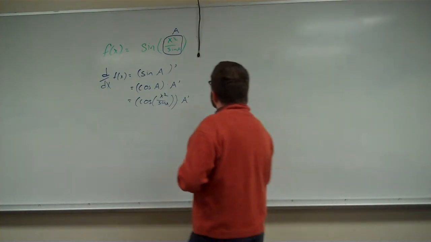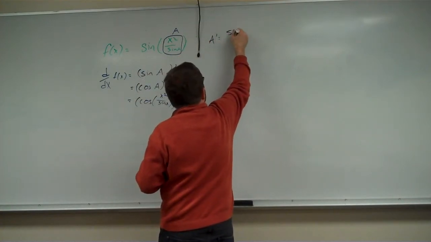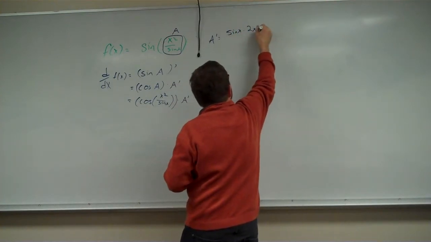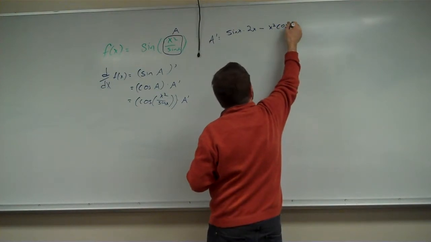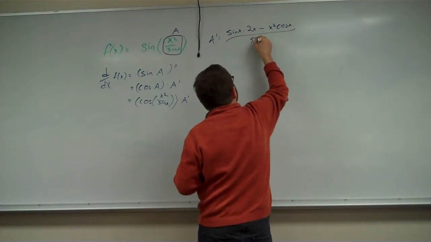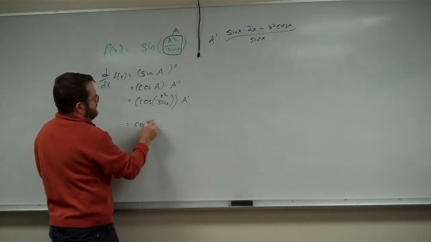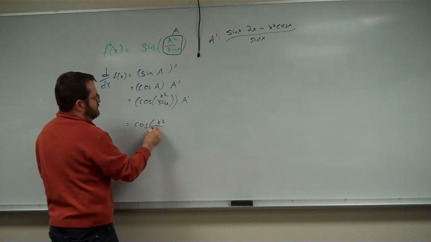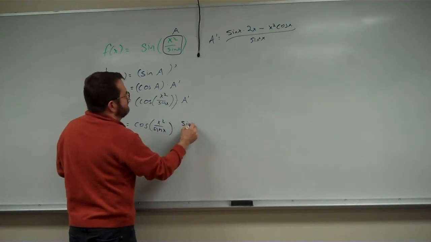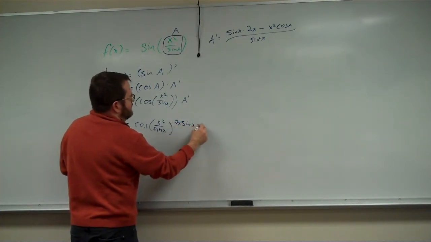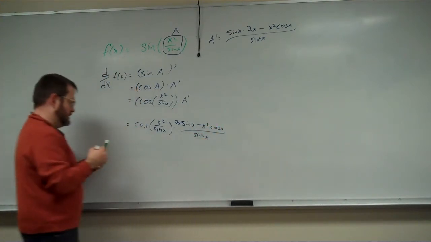Low d high, okay. Alright, so what is this? A prime, the derivative here. So it is low times the derivative of the top minus the top times the derivative of the bottom, over the bottom squared. So it is the cosine of x squared over sine x, times sine of x times 2x minus x squared cosine x, over sine squared x.